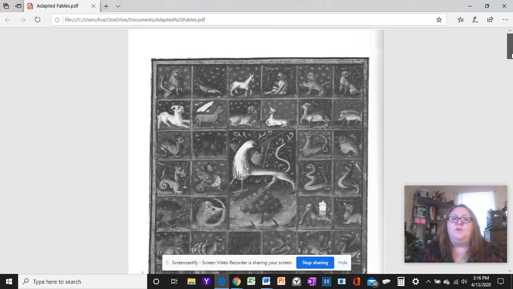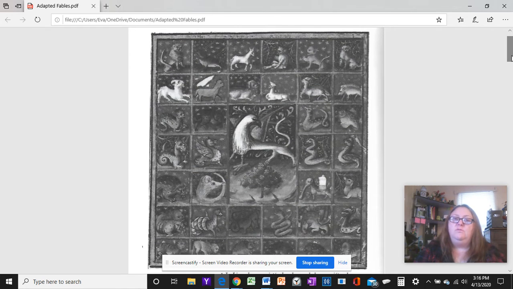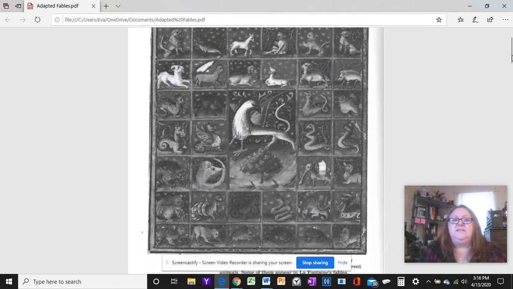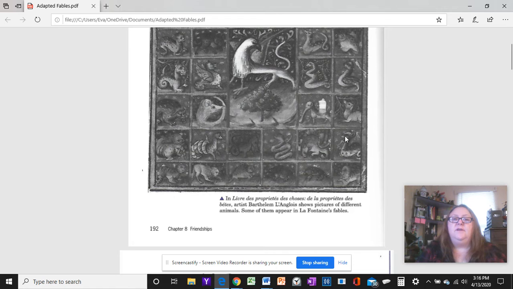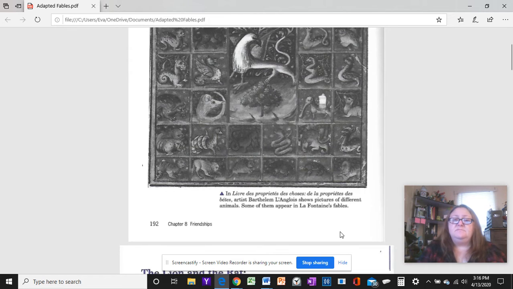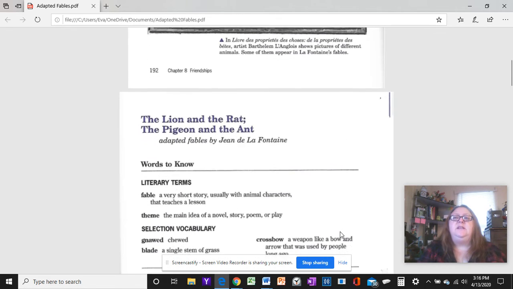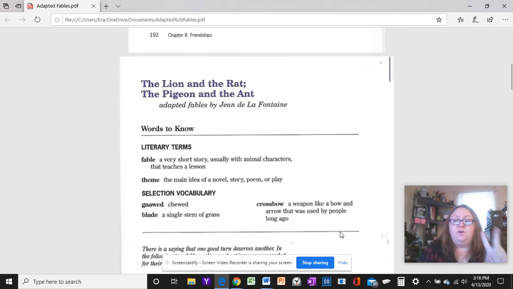If you notice, the front page here has some artwork with some animals on it, so the story must be about animals. At the very bottom of this, it tells about the artwork and the pictures. When you get to the beginning of the stories, this week there are two: The Lion and the Rat and The Pigeon and the Ant. They're adapted fables by Jean de La Fontaine.